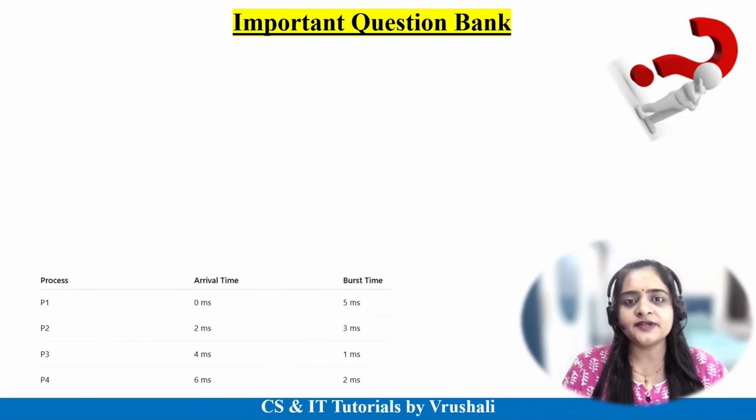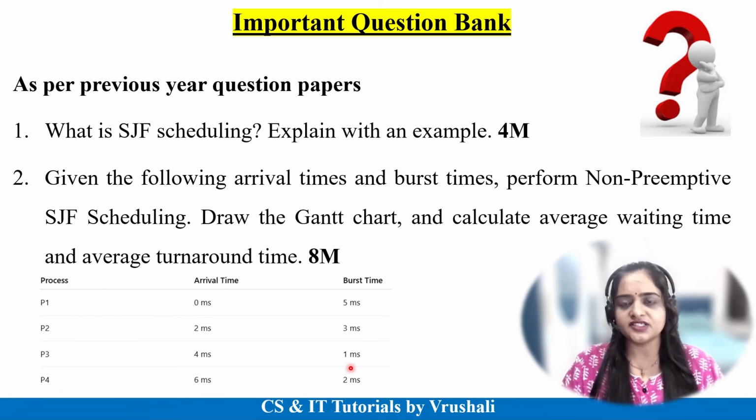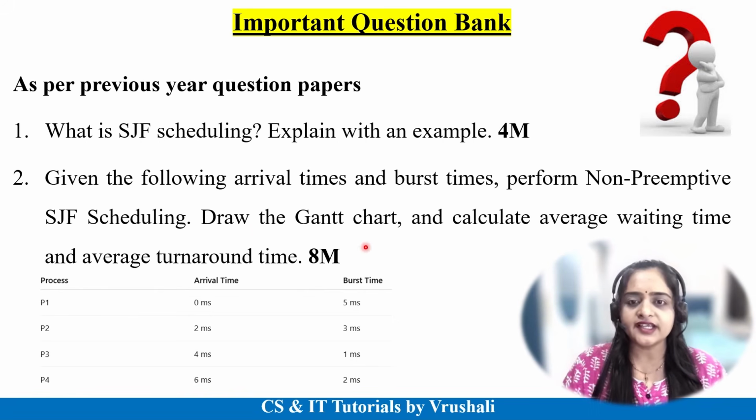Now as per your previous year question papers, these are some important questions, like what is SJF scheduling? Explain with an example. Mostly the example is given like process arrival time and burst time. You need to find out the Gantt chart, average waiting time and average turnaround time. Again, you need to check whether it is a preemptive or non-preemptive scheduling algorithm. Clear? So prepare this topic completely.